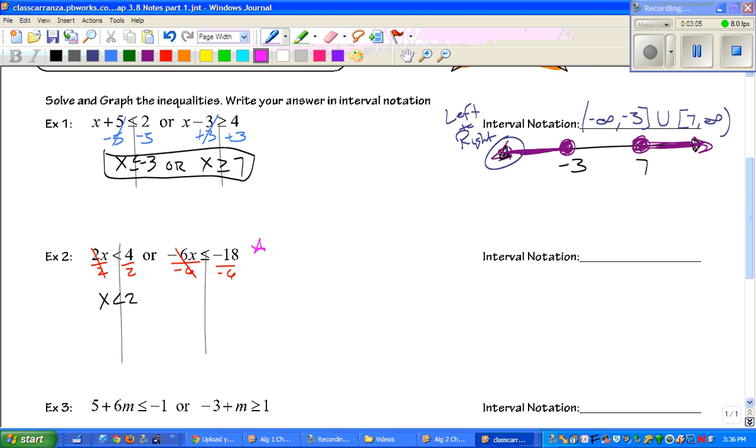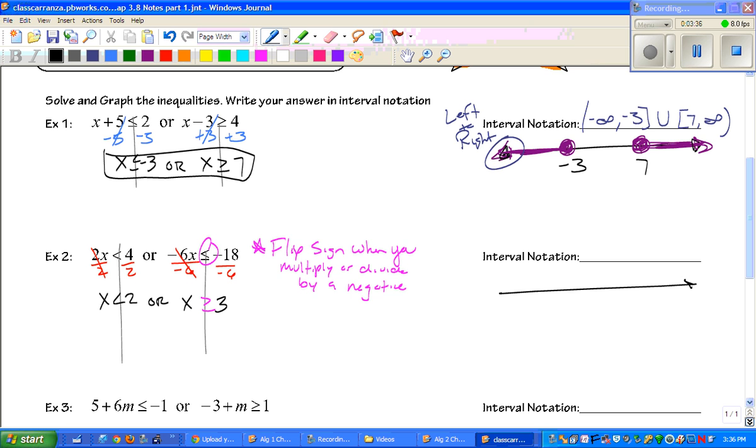And, ooh, what's the rule about dividing by a negative? You need to flip the sign when you multiply or divide by a negative. Don't forget that, because that's really saying x gives you +3, but when you flip that sign, it's greater than or equal to.